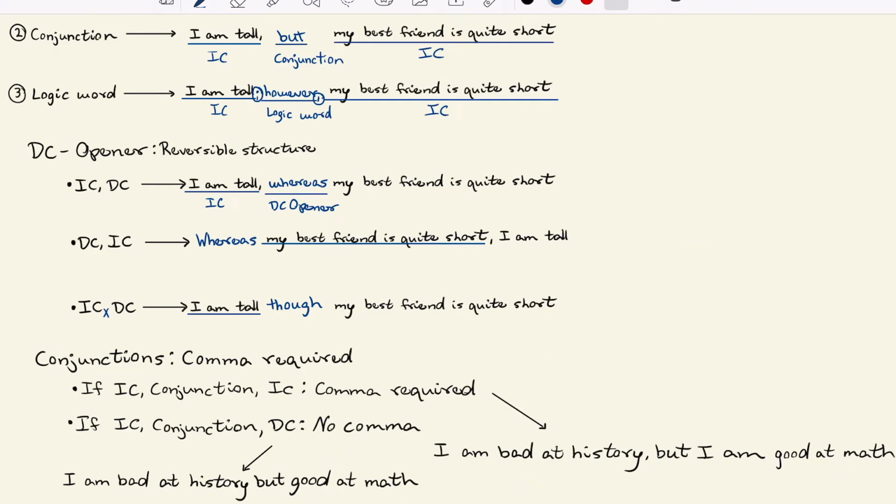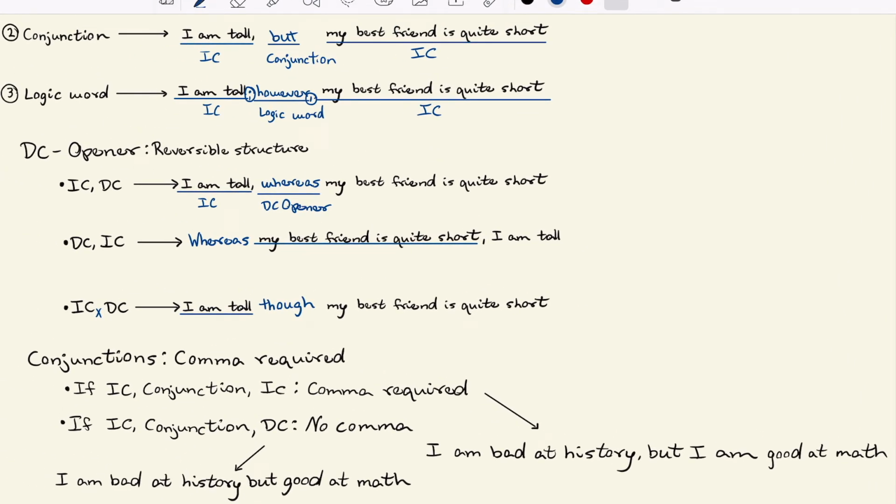If a conjunction is placed in between two independent clauses, a comma is always required. For example, the sentence, I am bad at history, but I am good at math. The first independent clause is I am bad at history, and the second is I am good at math. But in this sentence is the conjunction, and because it's placed in between two independent clauses, a comma is necessary.